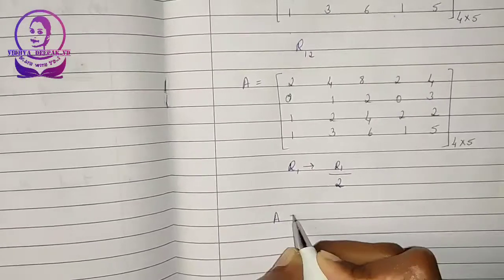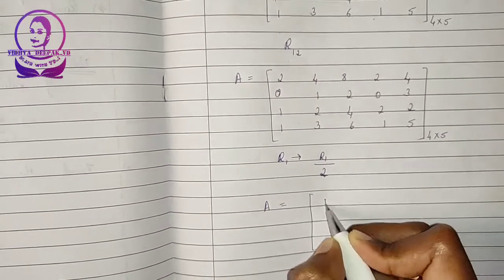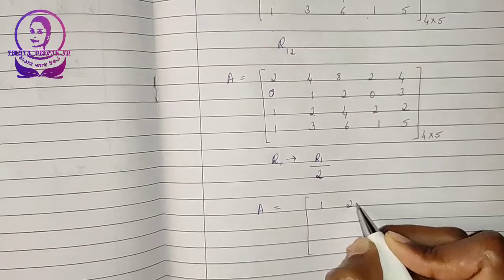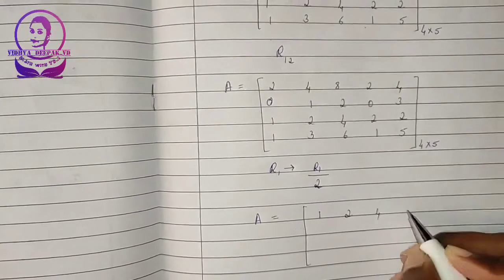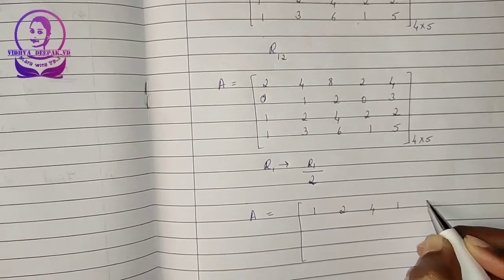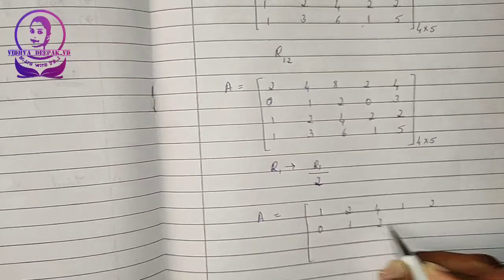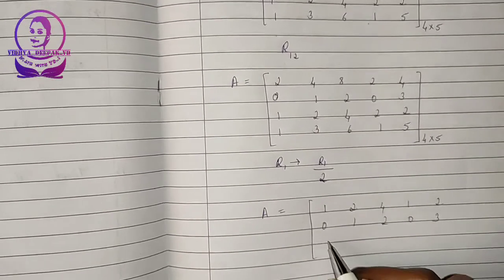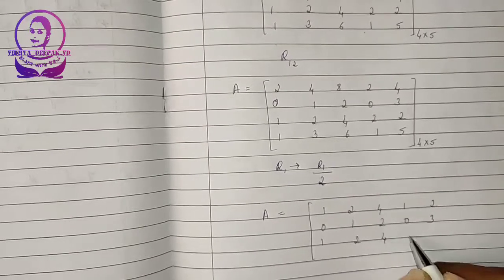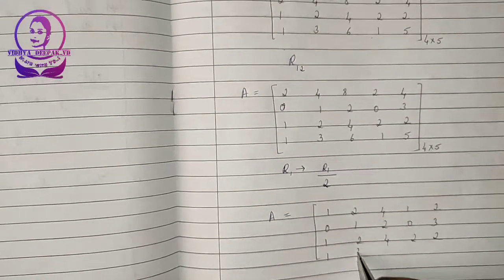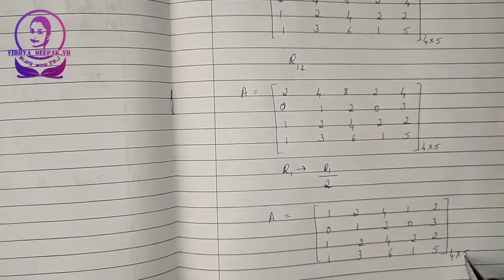Okay, so A is equal to 2 divided by 2 is 1. 4 divided by 2, 2. 8 divided by 2, it is 4. 2 divided by 2, 1. 4 divided by 2, 2. So rest of the elements remain the same. Okay. 1, 2, 4, 2, 2, 1, 3, 6, 1, 5, right?